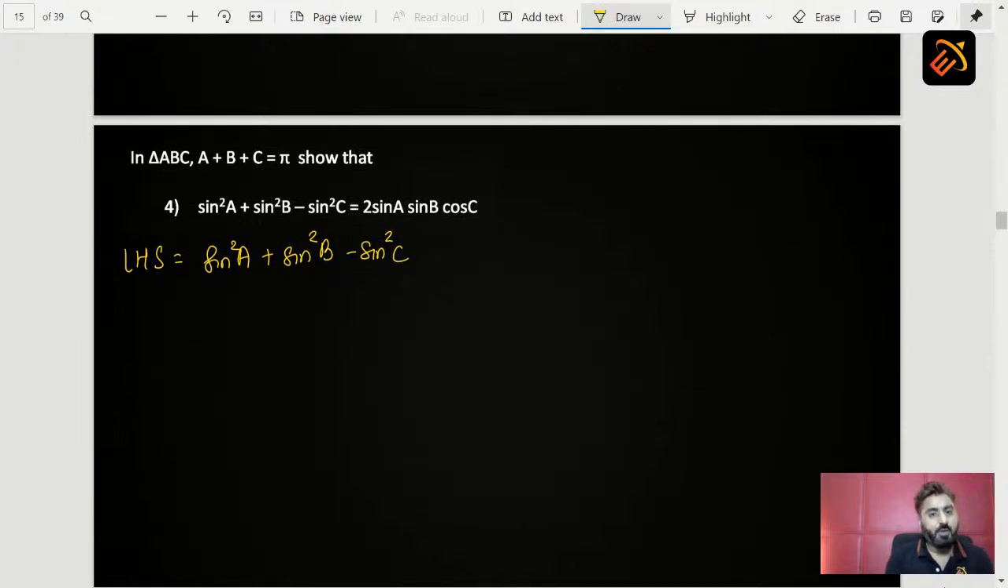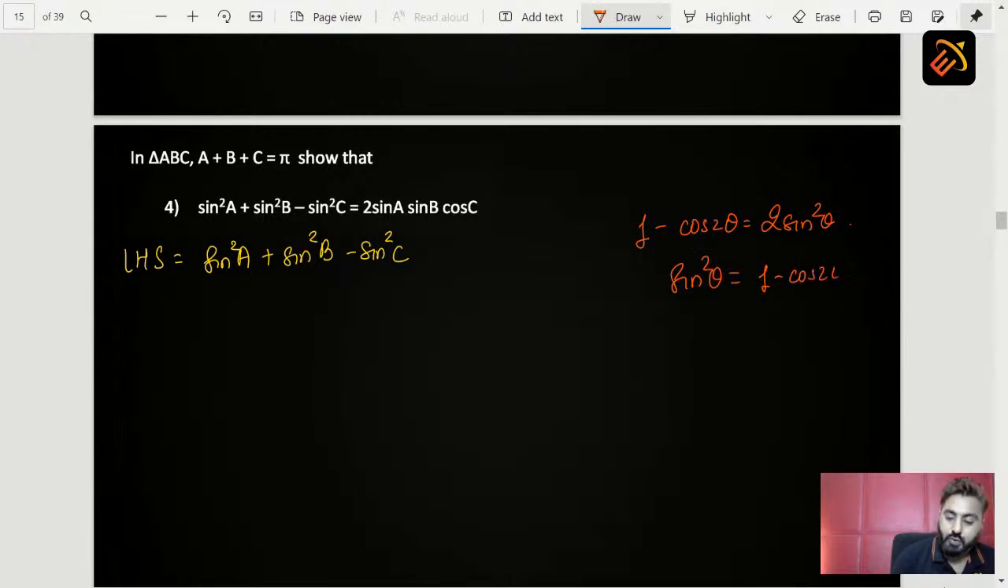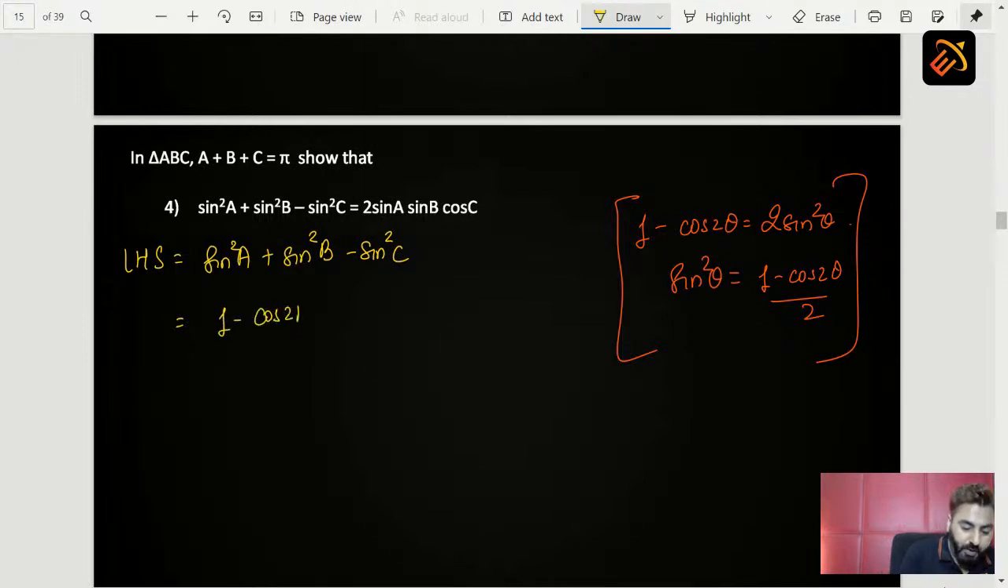Now tell me one thing. What is 1 minus cos 2 theta? 2 sine square theta. So can we write sine square theta as (1 minus cos 2 theta) by 2? Remember this formula, because we are going to use it here. So students, in place of sine square a we will write (1 minus cos 2a) by 2, plus in place of sine square b we will write (1 minus cos 2b) by 2, minus sine square c as it is.